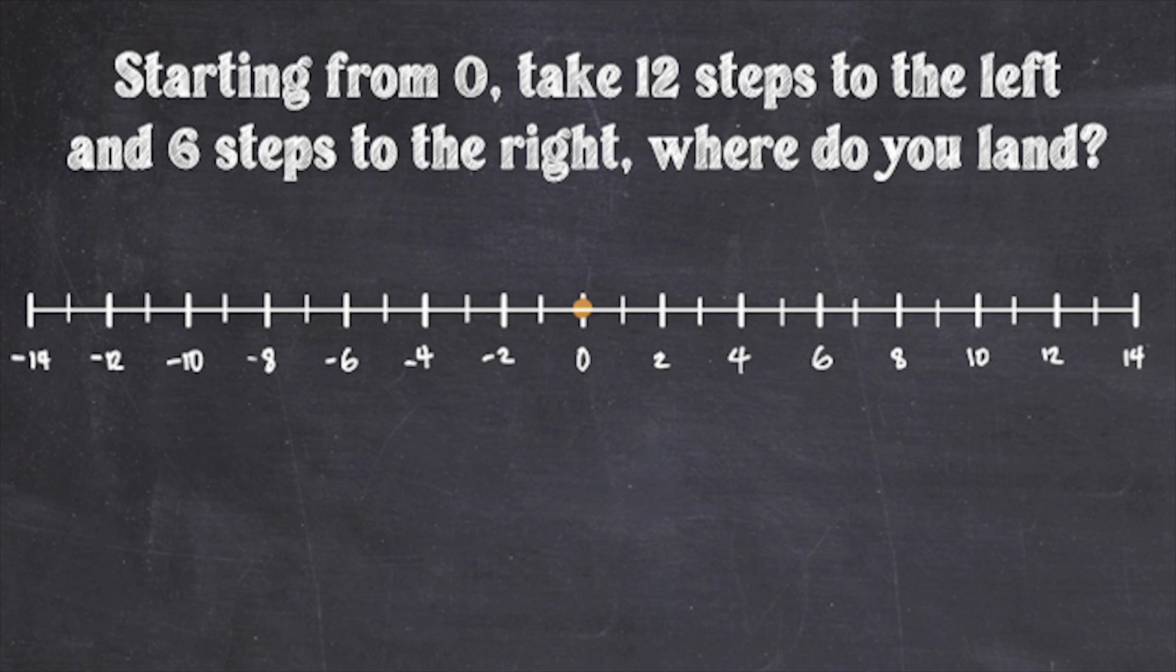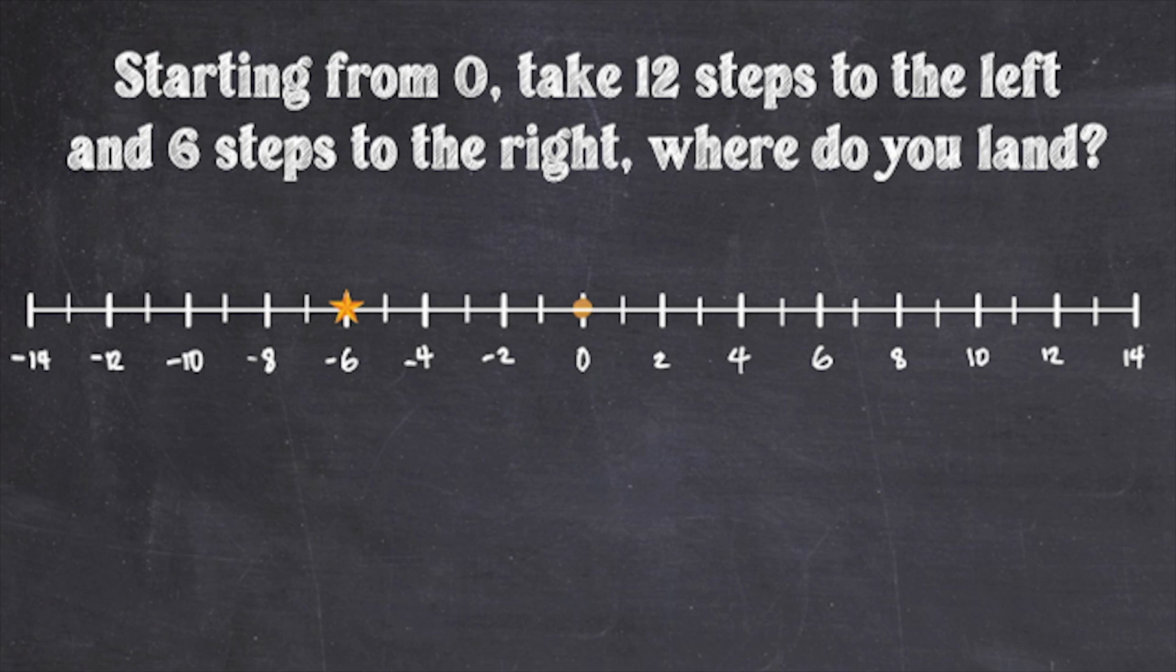Let's go ahead and draw the situation. Starting from 0, let's move this dot 12 steps to the left. 1, 2, 3, 4, 5, 6, 7, 8, 9, 10, 11, 12. And now, let's move the dot 6 steps to the right. 1, 2, 3, 4, 5, and 6. Our dot lands on the number -6. Did you get the question right?